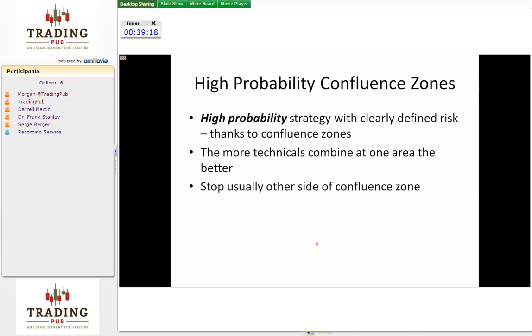If we look at a high probability confluence zone, not only do we end up having great entry points, but we also immediately define our risk. And we'll look at charts in just a second. The more technicals come together at any given confluence zone, the higher the probability the trade will work out. The stop usually will be on the other side of the confluence zone. I'll show you that in the chart.